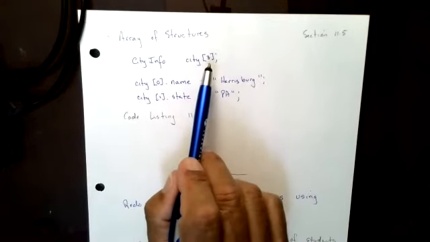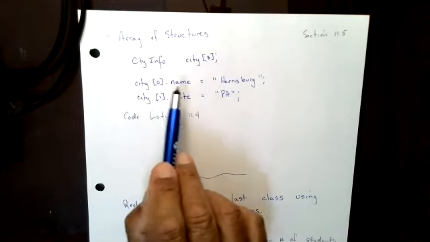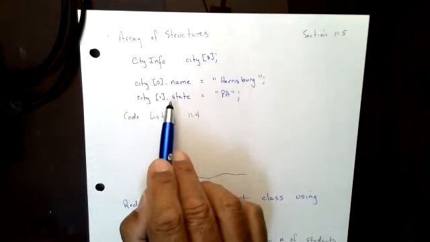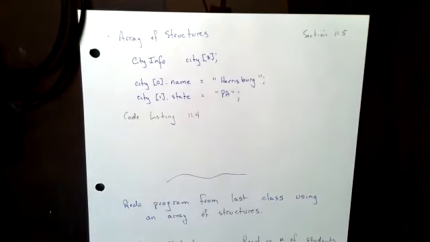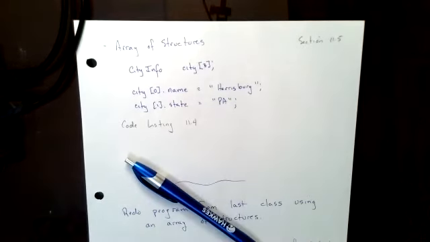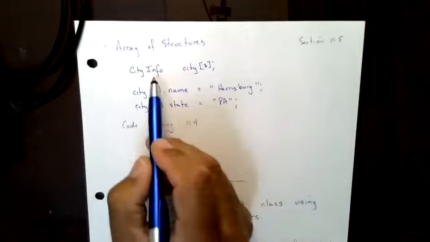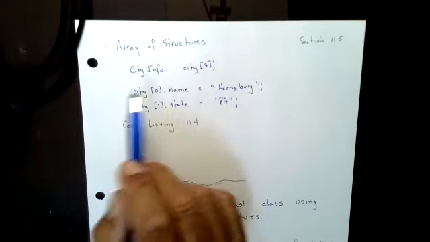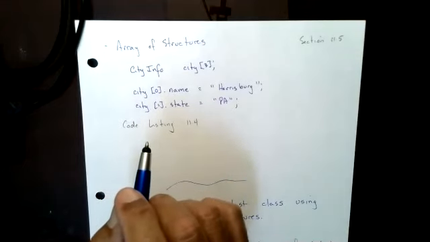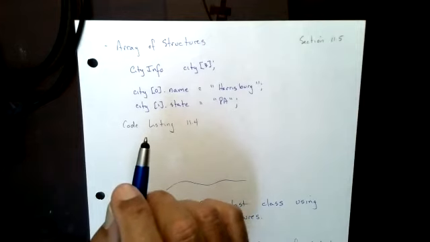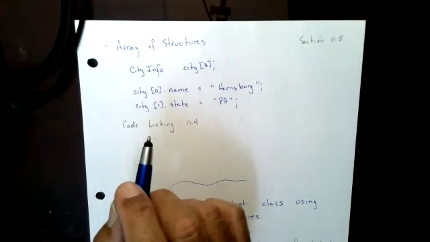Where does the square bracket go? City sub 0 dot name goes to Harrisburg. City sub 1 dot state goes to PA. So I could really just go through and fill in all the individual elements of the array. So I have however many members there are in city info, times 3, so I would have that many places to store data. And again, you went through a bunch of code listings, and everything worked pretty well.